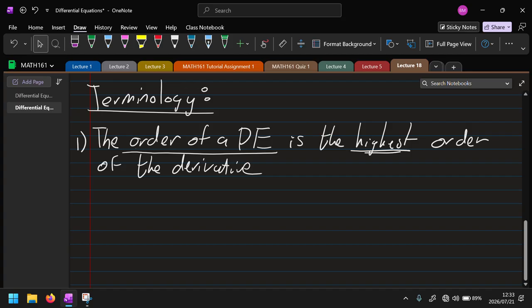Very simple. We look at a couple examples. You'll get it right away. So example number 1, y prime is equal to 3x. We see that this is a differential equation. It's an equation of y and its derivatives. And we see that the highest order derivative is y prime. It is one derivative. So this is called first order. There's only one derivative.